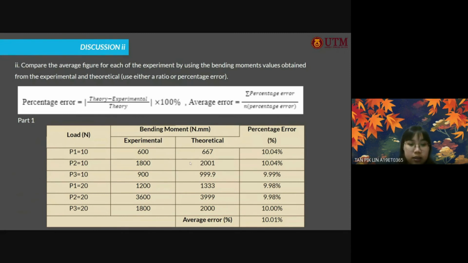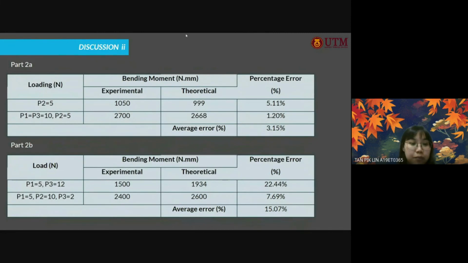So here is the result, the percentage error that we get for the part 1 data. The average error for part 1 is 10.01%. And in part 2, the calculation method is the same. We use the theoretical value minus the experimental value of the bending moment and divide by the theoretical value. Then times 100, then we will get 5.11% for P2 equals to 5 Newton.